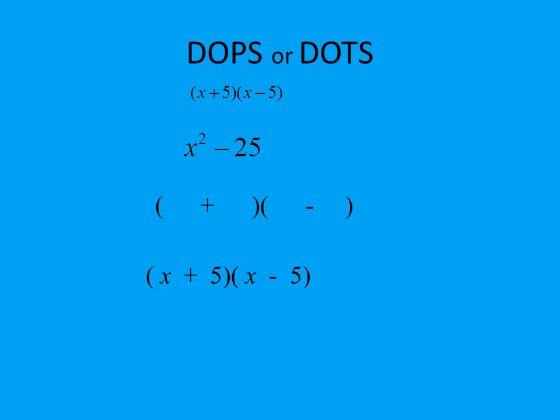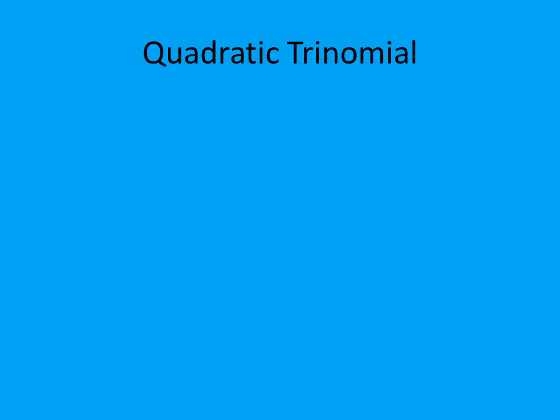Terrific. Now, next one, last one, is the hardest one, a quadratic trinomial. This does cause some people some grief. Let's have a look at what a quadratic trinomial is. You'll be given this and asked to factorise it.